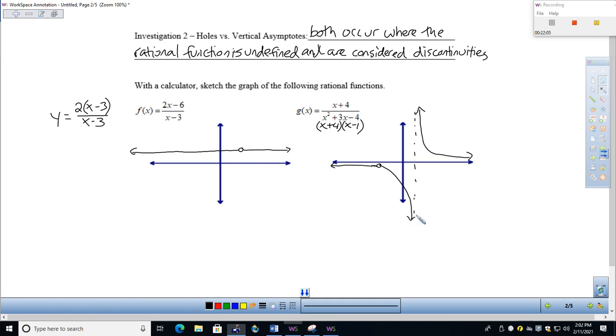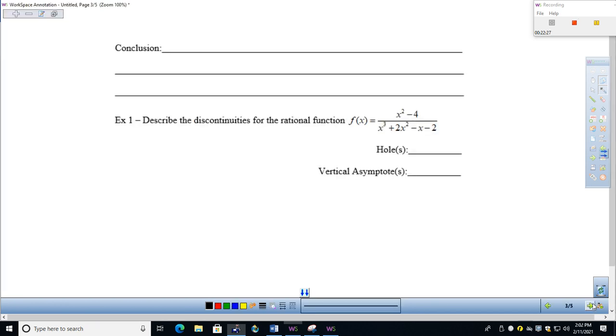So a vertical asymptote at x equals 1, a hole when x equals negative 4. And I think we're starting to see the reason we got a hole here and not a vertical asymptote is because the factor that produced the discontinuity is also in the numerator. Fantastic. All right, let's do our conclusion then and continue.